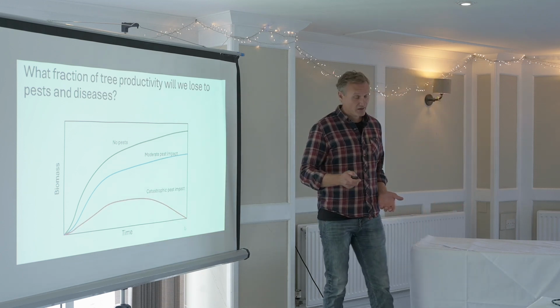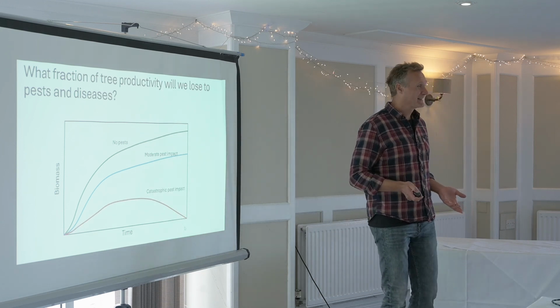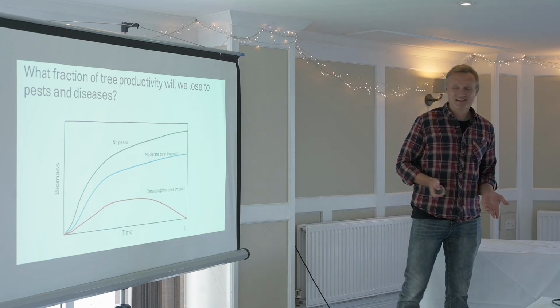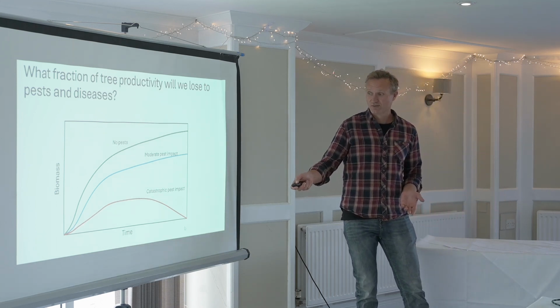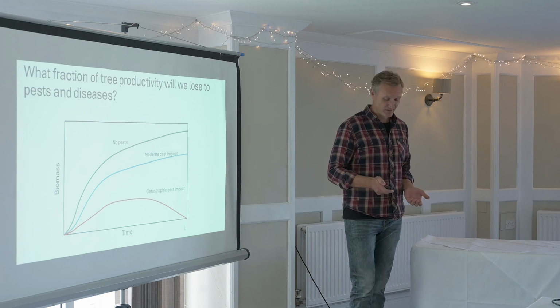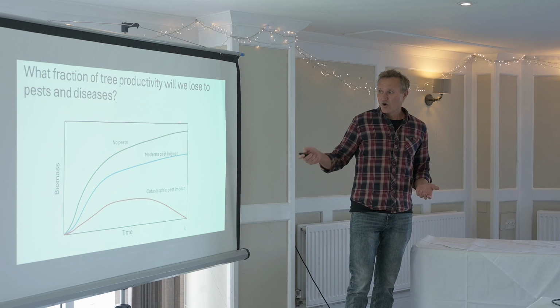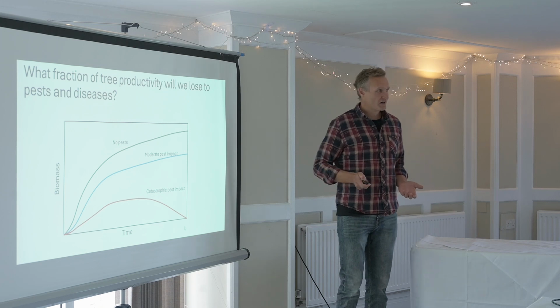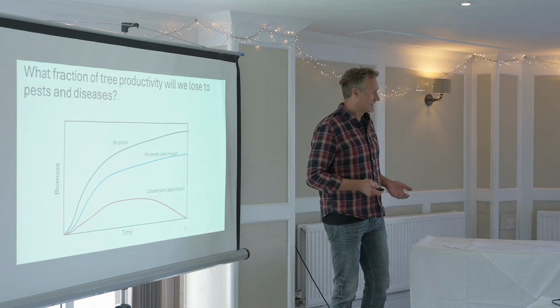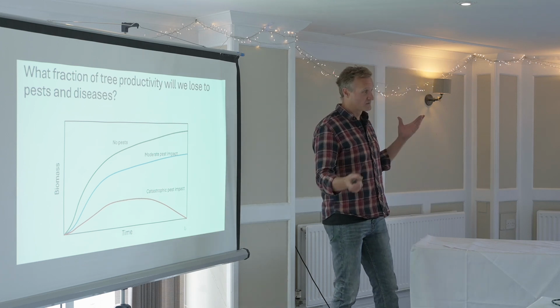Worst case scenario, something turns up and it actually kills all of the trees completely, and there's nothing left and there's no biomass. Okay, so they grow and they get attacked and they die and we're left with nothing. We need to work out what the probabilities of these types of scenarios are using the data that we have available. For some pests and diseases, we have some data.